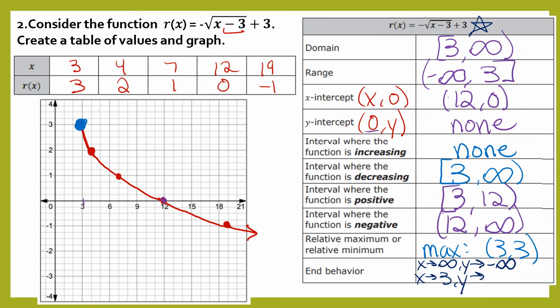Okay. Looking at the left half of the graph, so as we get closer to 3, what number are the y values going to? They're getting closer to what number? What's the y value at 3? 3. So they're getting closer to 3. They're approaching that first point of the graph.